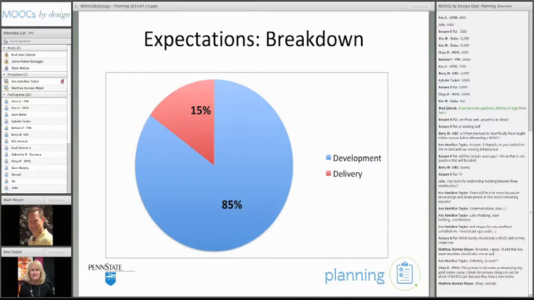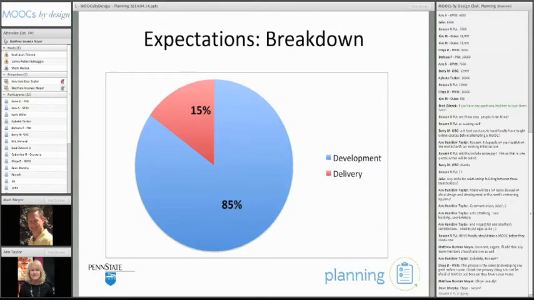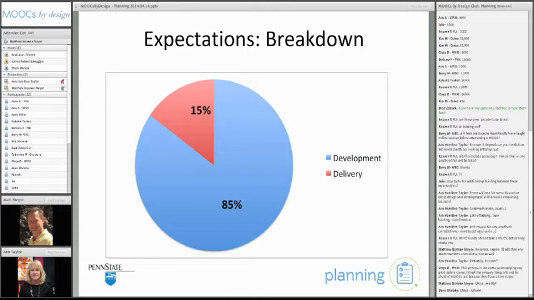So again, speaking of that, the expectations, and you're looking at the breakdown. We looked at the hours across the projects, and when you're developing some type of online course, especially MOOCs, we found that 85% of the effort is spent in development and 15% in delivery. That can vary between 15 and 20, or maybe even a little less, but most of the effort is going to be in the development.